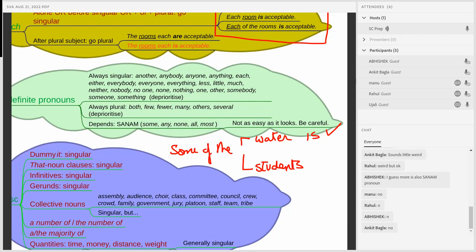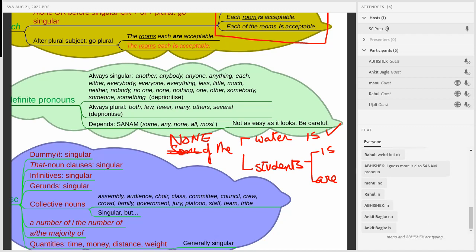But now let me draw your attention to the word none. None of the water is not a problem, right? So when the noun is singular after a Sanam pronoun, it's not an issue. It'll always be singular. But now let me open this up and you guys can feel free to unmute yourselves. None of the students, what do you want? Is or are? None of the students is watching a TV show. None of the students are watching a TV show. What do we want to go with?